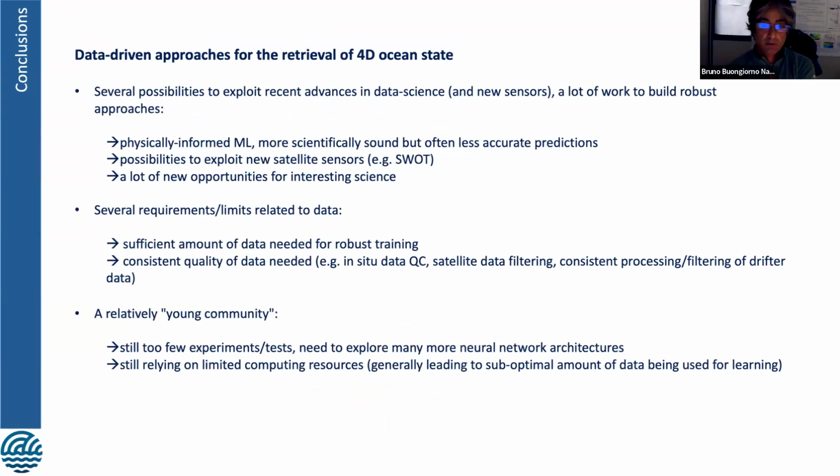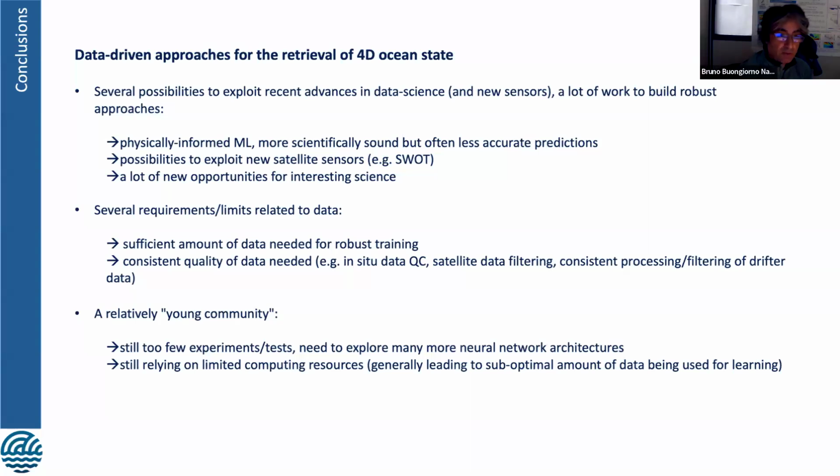So I come to the conclusions. The conclusions are very generic, actually. I think there's a lot of possibility to exploit new techniques, mostly the ones based on neural networks, and also to exploit the possibility that these techniques have to inform on the physics behind or some dynamical information we already have. And this is opening a lot of opportunities to do interesting science.